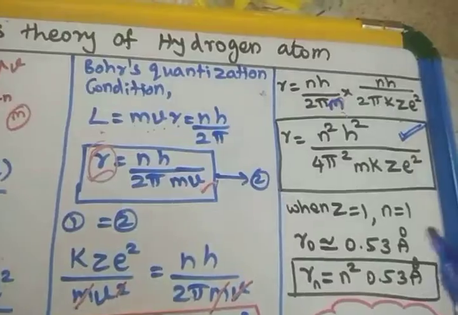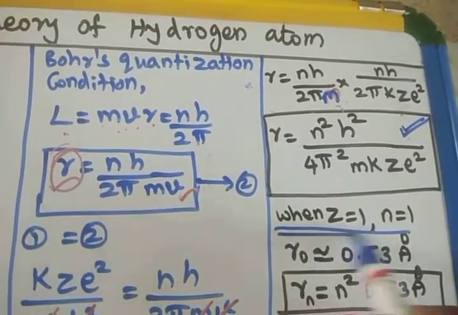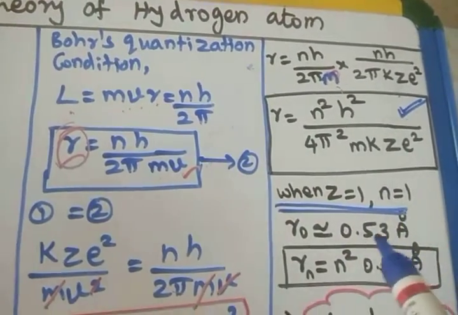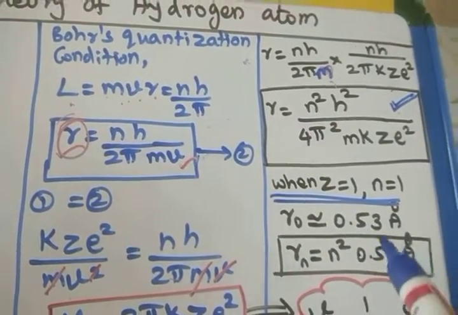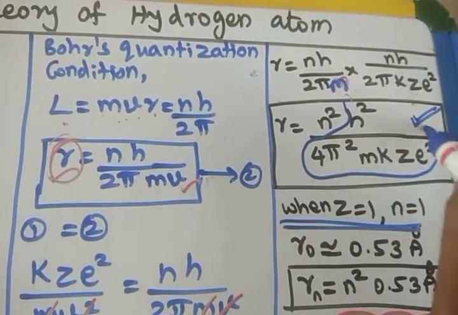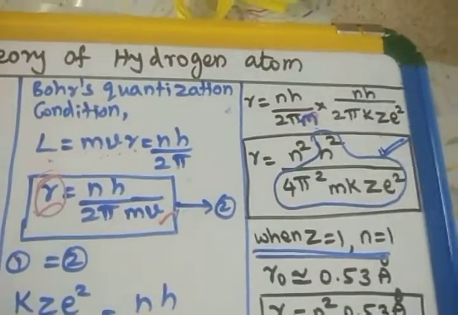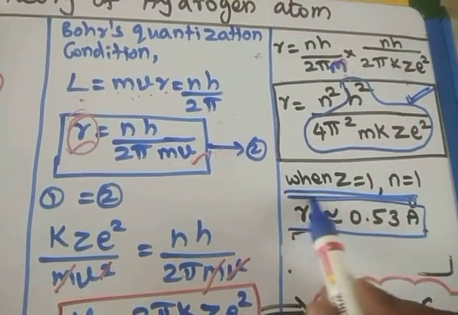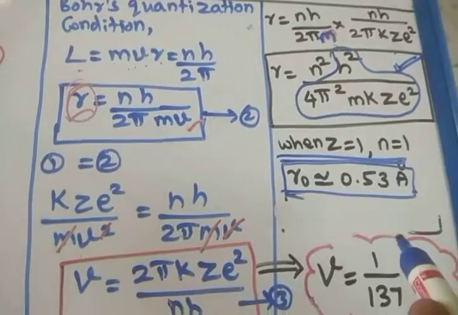First orbit means we have to substitute n is equal to 1, z is equal to 1 for the hydrogen atom. This is a general equation for any atom. For hydrogen atom, z is equal to 1 and n is equal to 1, so approximately we get a solution of 0.53 Angstrom. And one more thing, we should not write it like what I wrote previously. This is the correct value. So the Bohr radius is 0.53 Angstrom.